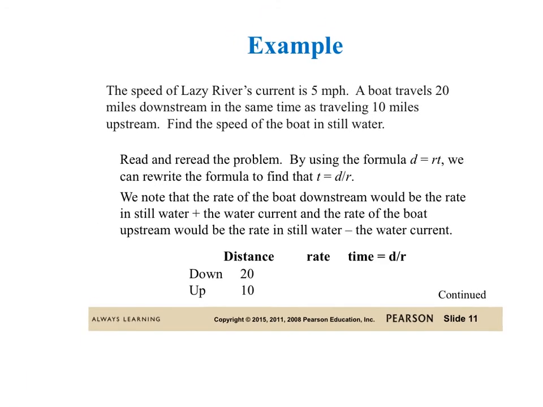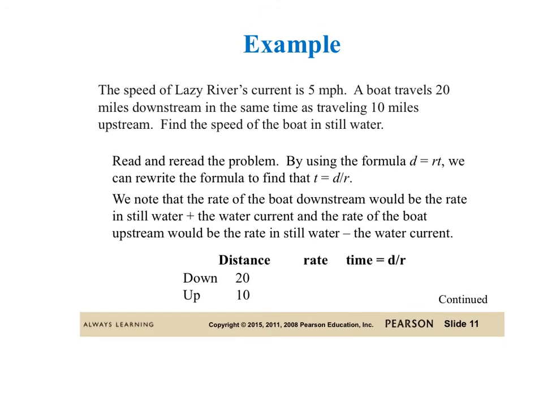So here's our problem. The speed of the lazy river's current is 5 miles per hour. A boat travels 20 miles downstream, in other words, with the current, at the same time as traveling 10 miles upstream, which means they're going against the current. And we need to find the speed of the boat in still water.